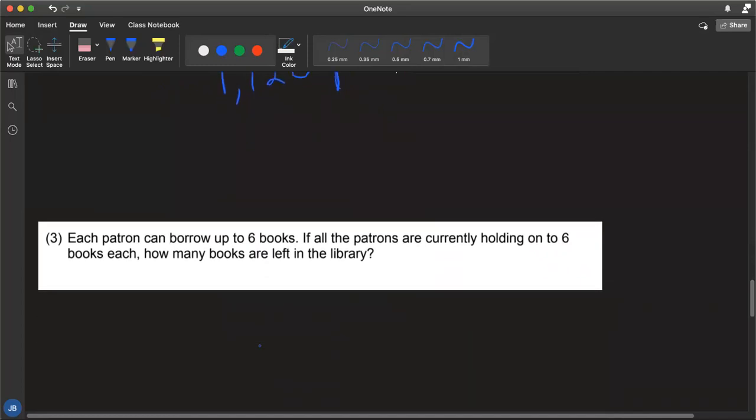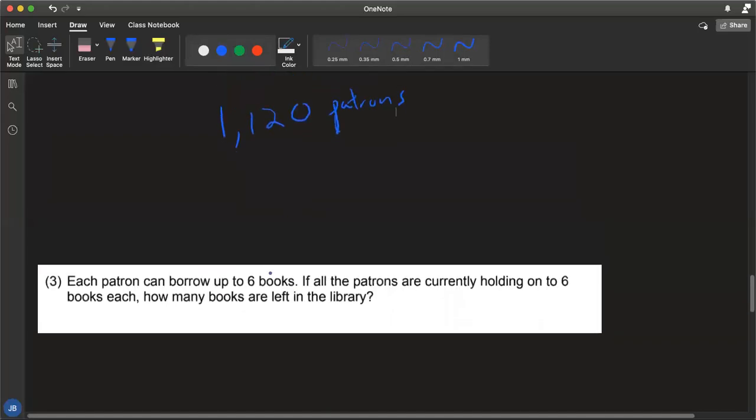Let's see. Melinda and Alina both went. So does anybody else want to do the next word problem? All right, Kevin, good job. So we got, let's see, we have to remember 1,120.